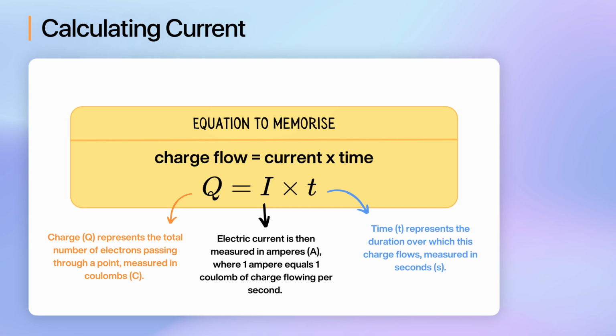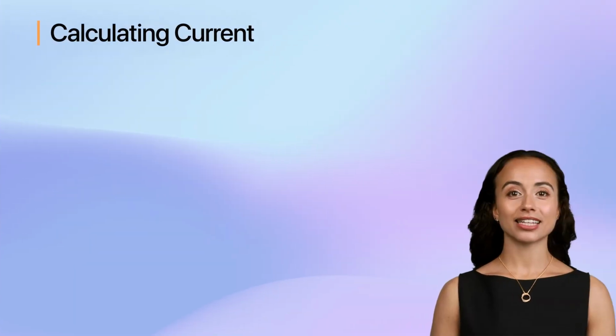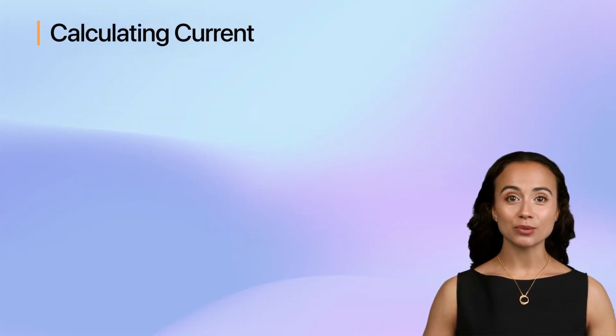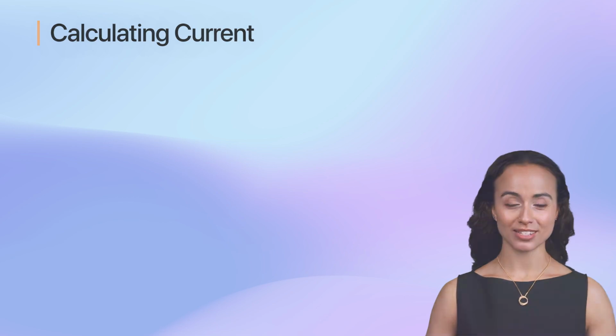By using this formula, one can determine the current in any circuit. For example, if 10 coulombs of charge pass through a point in 2 seconds, the current is 10 coulombs divided by 2 seconds, which equals 5 amperes. Let's apply what we've learned to a few specific problems to consolidate our new knowledge about electricity and current. Here is our first question on calculating current flow.